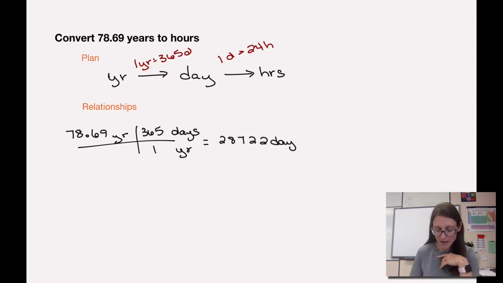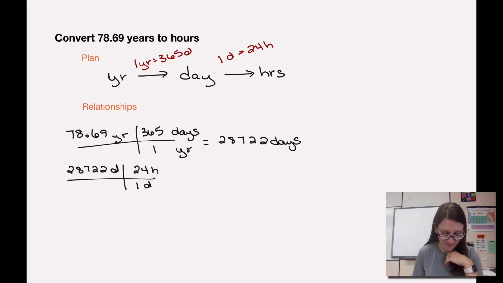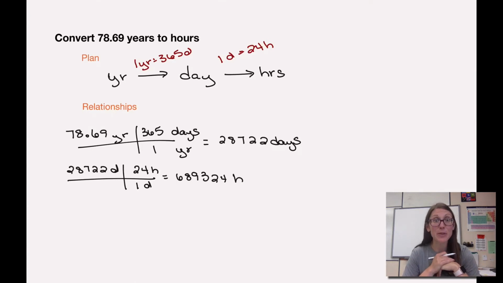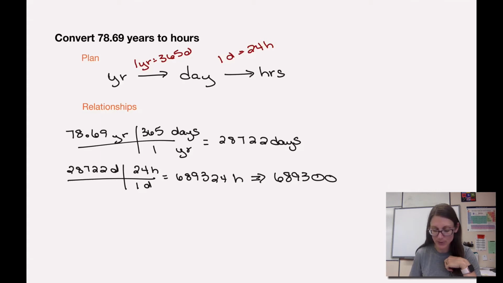And this is 28,722 days. And then I can take that answer and convert that into hours, which is 689,324 hours. Okay, so here, now that I've done both steps, now is when I'm going to round. If you round along the way, you tend to introduce rounding errors. And so I'm going to round to my 4 significant figures that were in my original measurement at this time. And so that makes this 6, 8, 9, 3, and then I still just need some placeholders, so I'll put a couple of zeros there.